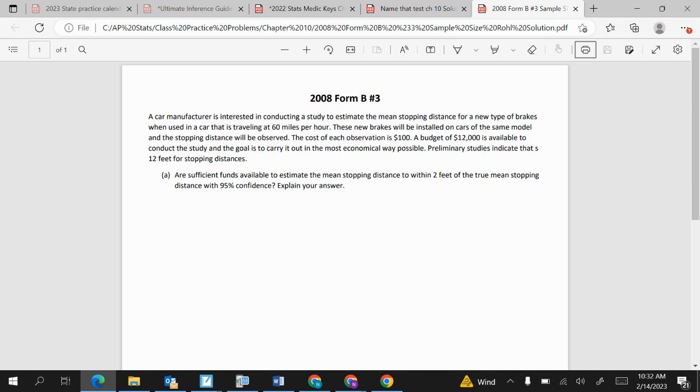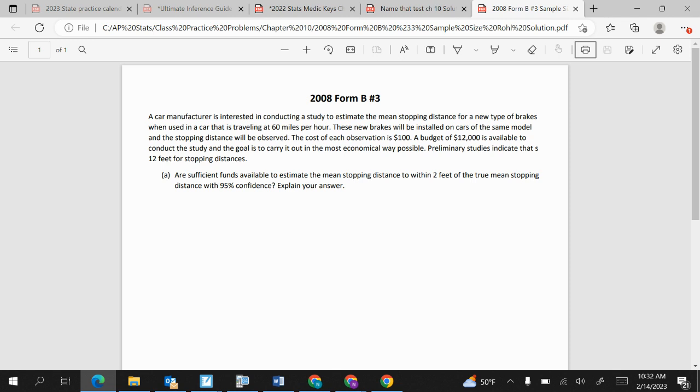Alrighty, so this is the 2008 Form B FRQ. I gave it out last week. It's a gold piece of paper, so if you didn't get it, make sure to pick one up in the back of the room, or it should be linked on Canvas as well. So take a look at it.